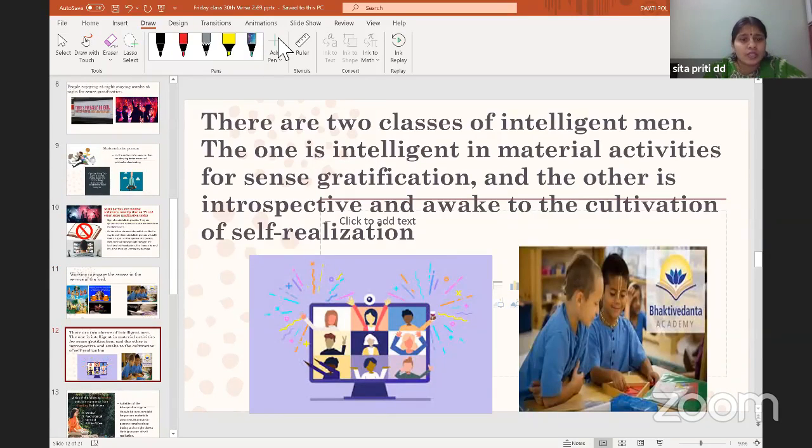Anirudh, can you read this for us, please? Yes, Mataji. There are two classes of intelligent men.